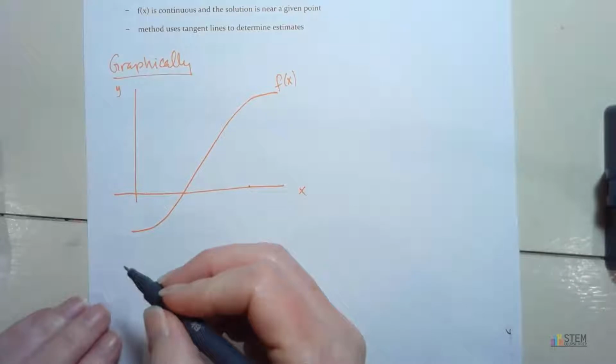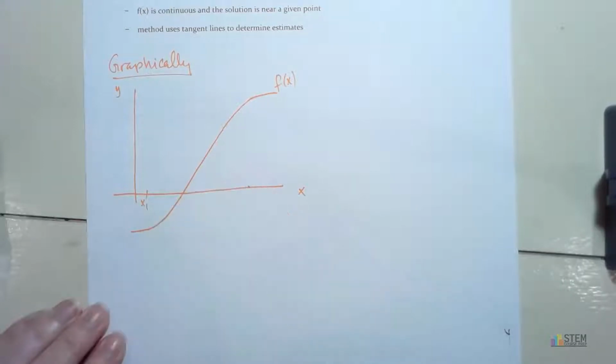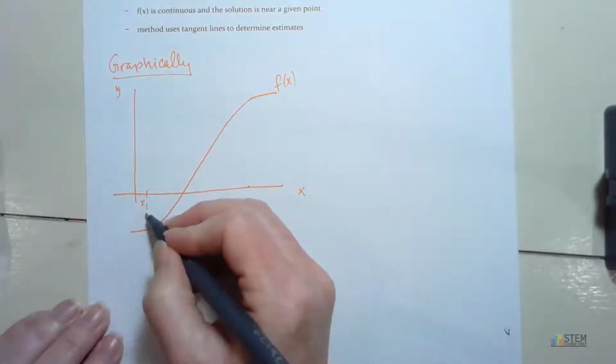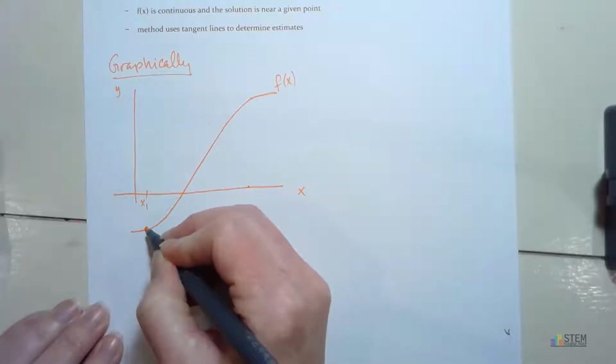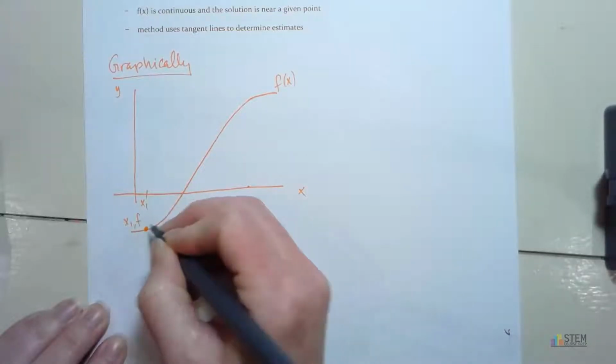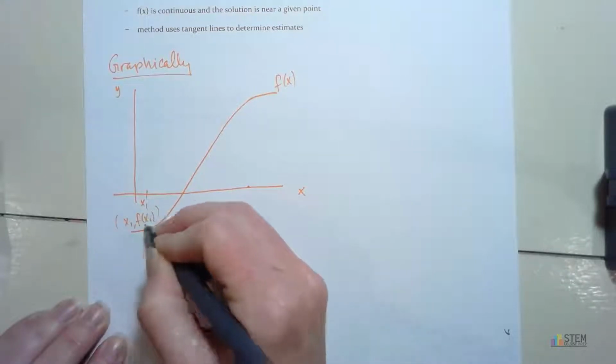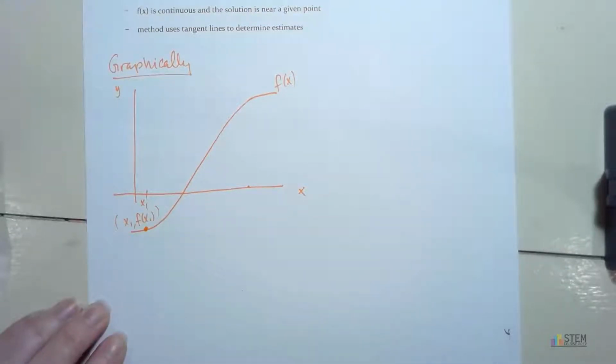Now let's label some points. Let's say we've got this x1, here's x1 right here. Now we're going to come down here. This point right here on this function, we've got our coordinate. It would be x1 and then f of x1. That would be the coordinate location of that little point right there.